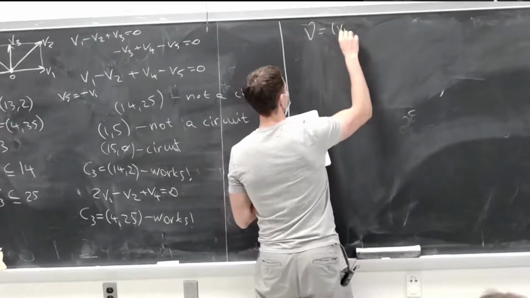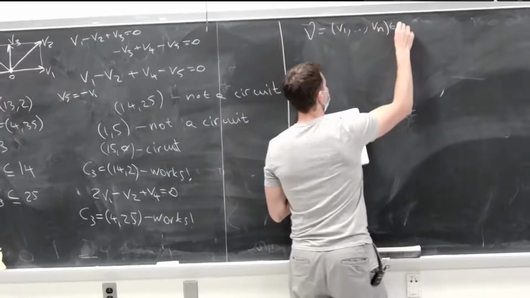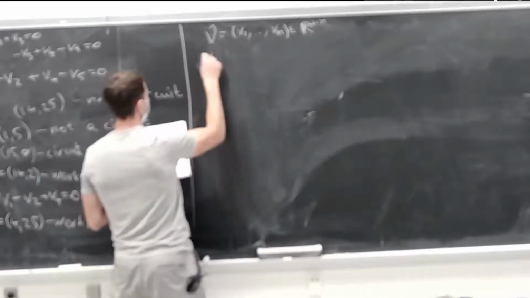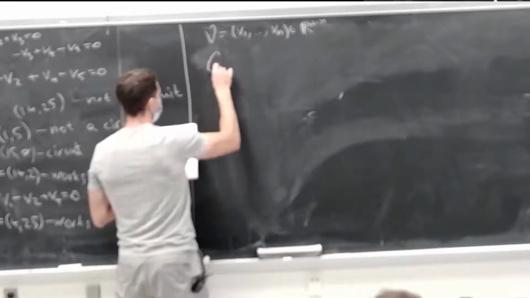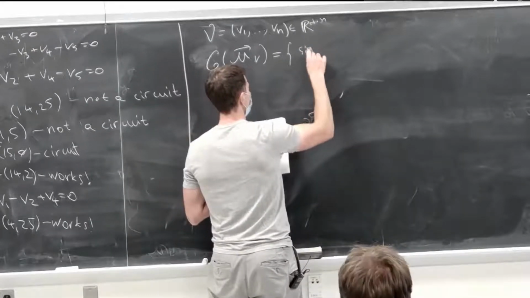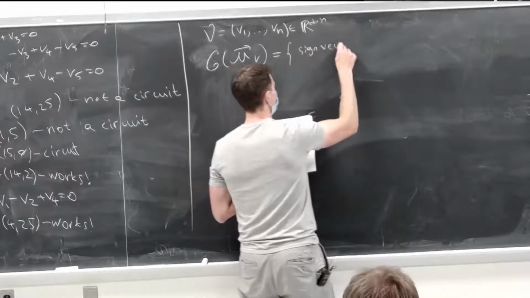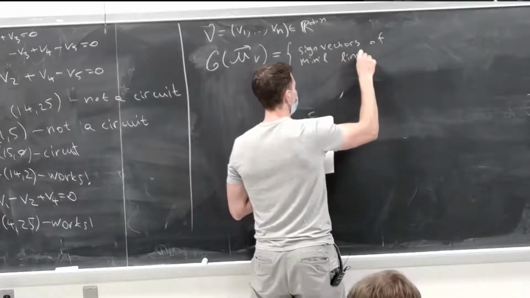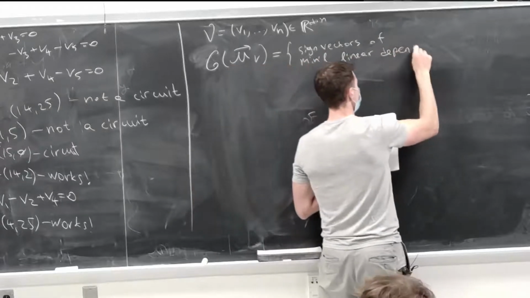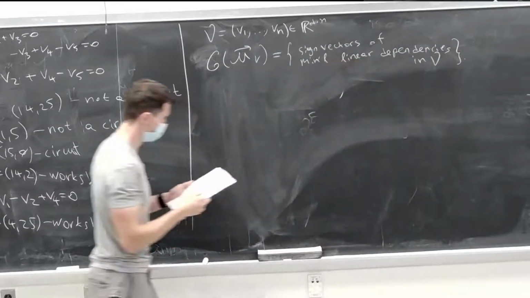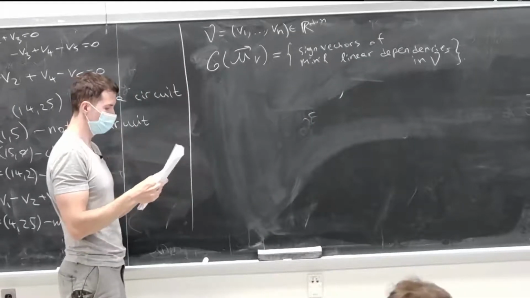Let me just make this precise. If you have a vector configuration, v1 through vn, in R to the d times n, then the corresponding oriented matroid, the circuits of the corresponding oriented matroid of V are just all sign vectors of minimal linear dependencies in V. So that's the definition of the vector configuration matroid.